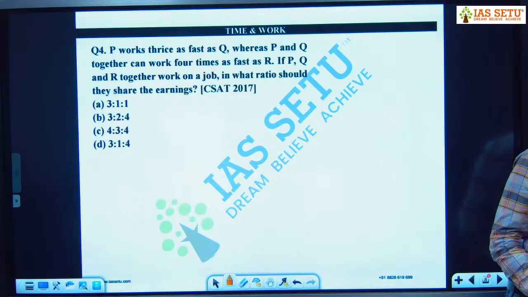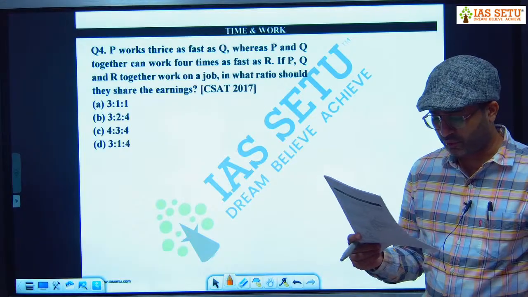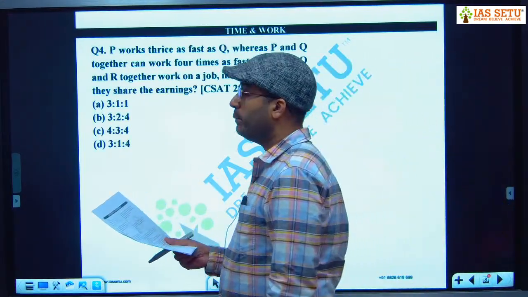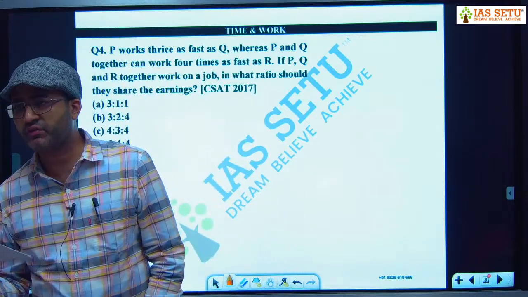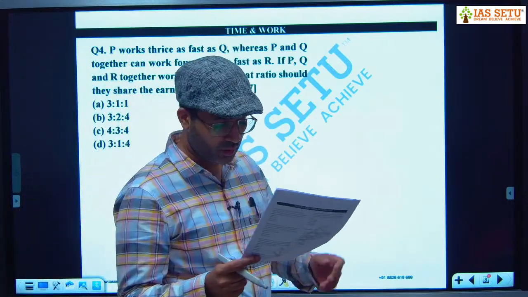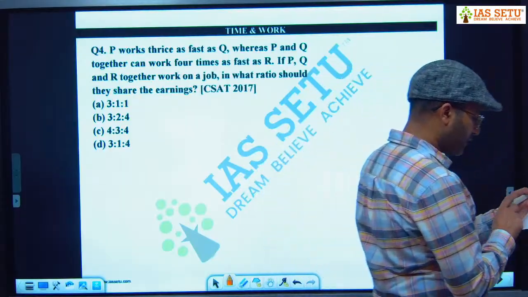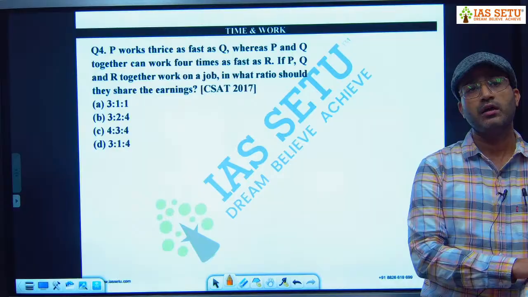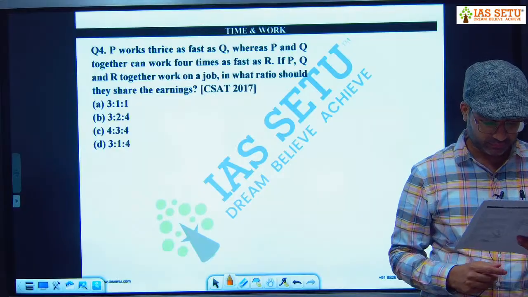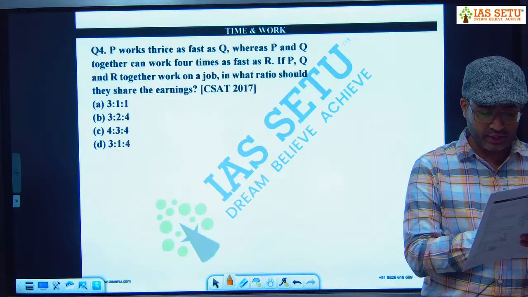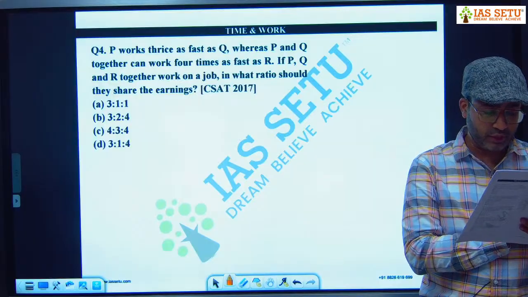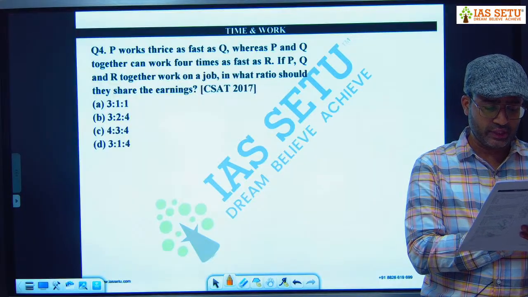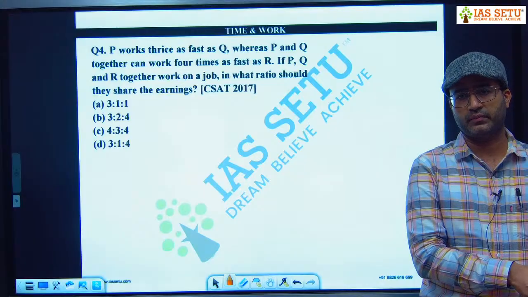Now next is question number 4. P works thrice as fast as Q, whereas P and Q together can work 4 times as fast as R. P और Q मिलके R से 4 गुना फास्ट है. If P, Q, R together work on a job, in what ratio should they share the earning?